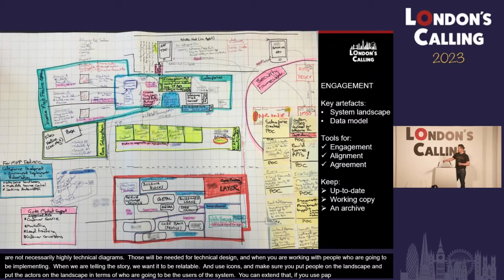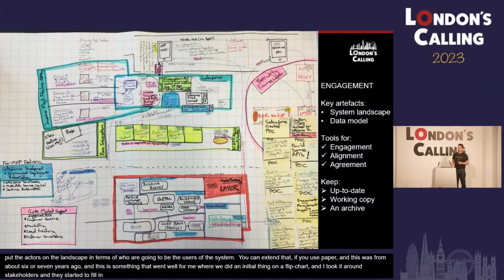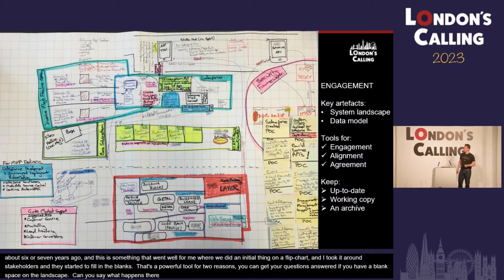If you use paper, this was from about 6 or 7 years ago. This is something that went really well for me, where we just did an initial thing on a flip chart, and then I took it around different groups of stakeholders, and they started to fill in the blanks. And that's a really powerful tool for 2 reasons. First of all, you can get your questions answered. If you've got a blank space on the landscape, you can say, what happens there? How does that work? They can just write it on.